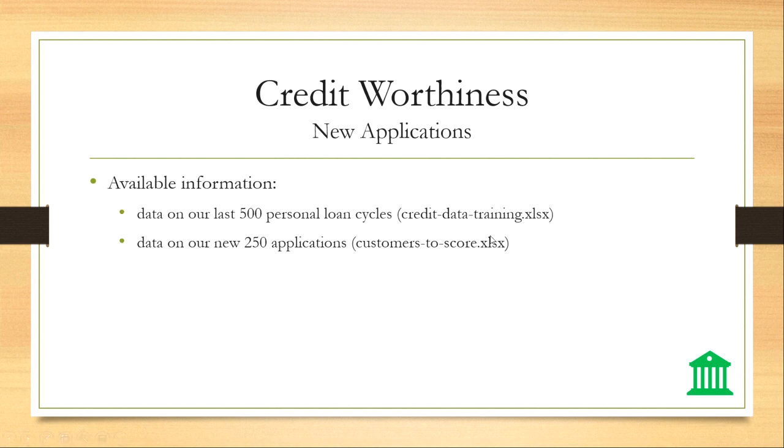We have the following information available. It's essentially two files. One is credit data training, and the other is customers to score. For the credit data training, we have 500 records, complete loan cycle from beginning to end. Not necessarily all successful loans, but we have beginning and end cycle information, and 250 records for the customers to score.